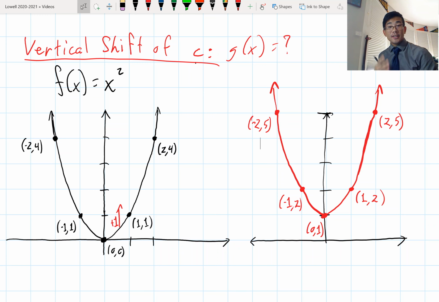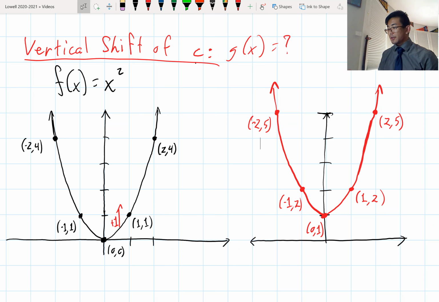Welcome back, folks. So in this video, we're going to talk about how to shift graphs. And I think a way to show this, and there are several ways to show this, but the way I'm going to show it is through example. So we're going to start off with our parent function of just f of x is x squared. And so I drew that on the left here.